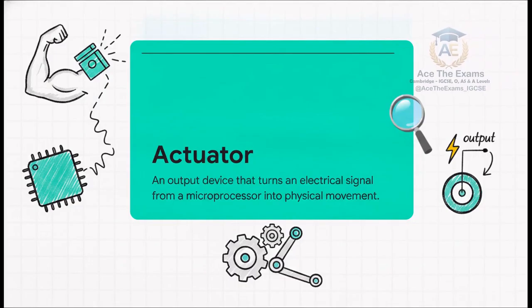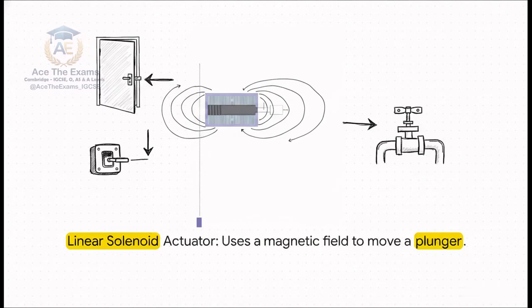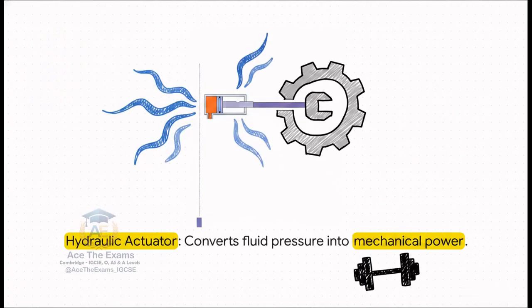So while sensors are out there quietly gathering data, actuators are the muscles of the operation. They carry out the physical action. Basically, an actuator is an output device that takes an electrical signal straight from a microprocessor and literally turns it into physical movement. Take a linear solenoid actuator, for example. It uses a magnetic field, specifically an electrical coil wound around a cylindrical tube, to pull or push a plunger in a perfectly straight line. You'd use this exact type of actuator to automatically open sliding doors, flip electrical switches, or open up valves in a complex control system.